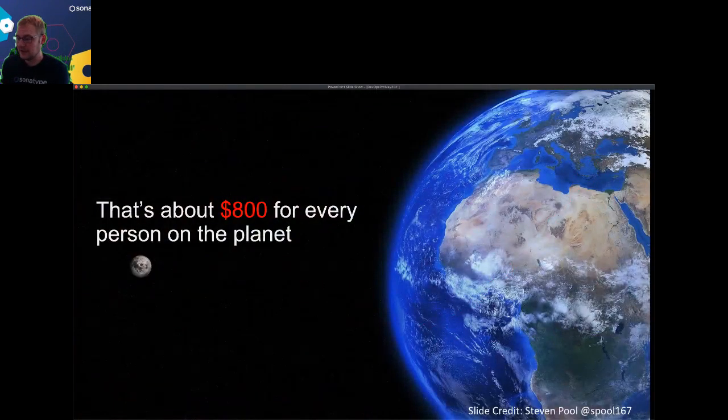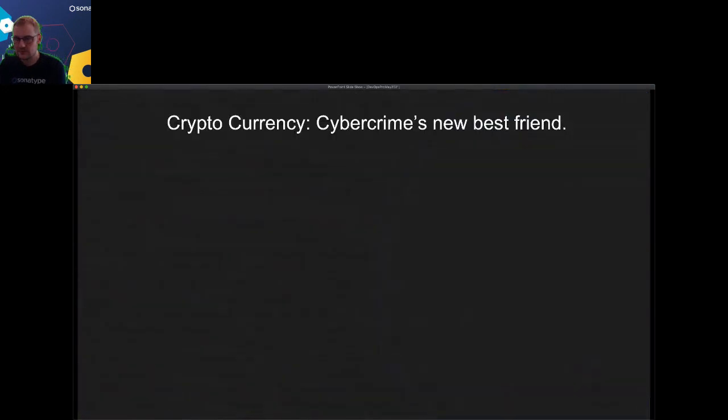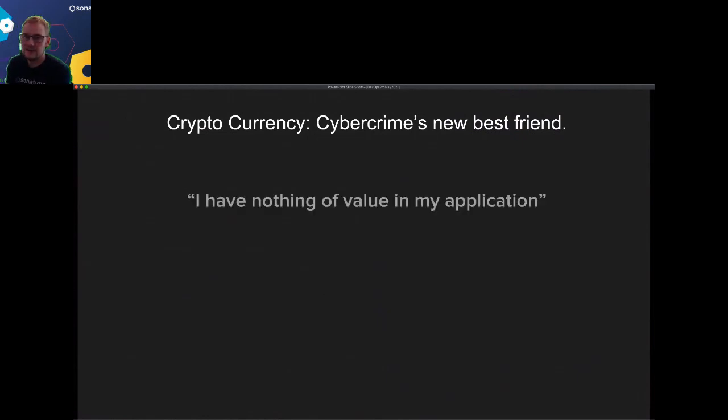So just for a bit of context, that's how much money we're talking about, $800 for every person on the planet in terms of cybercrime, which shows the scale of the issue. The other thing I often hear when I talk about this is people saying, I have nothing of value in my application. You might not be running a bank and obviously have cash to steal. You may not directly have money moving through your systems. You may not be an online web store with obvious credit card numbers or public information that is of value.